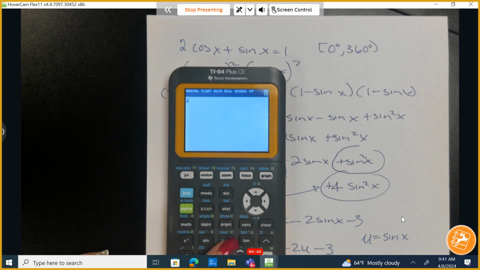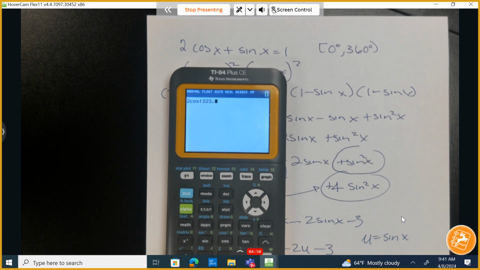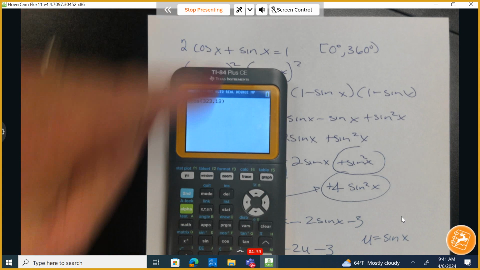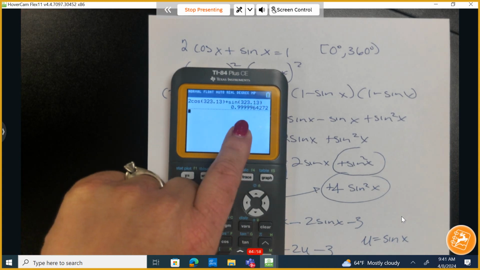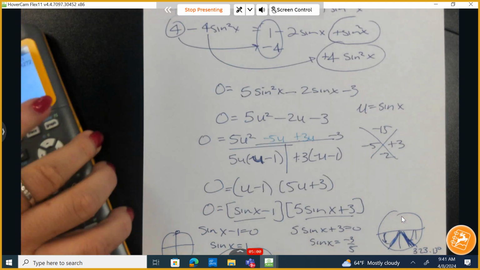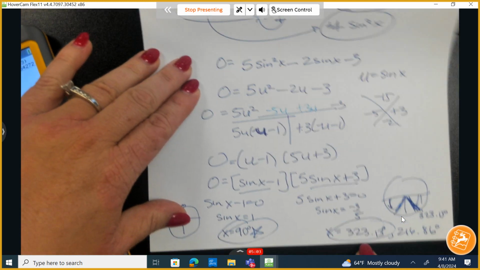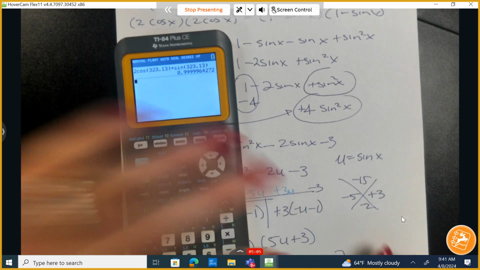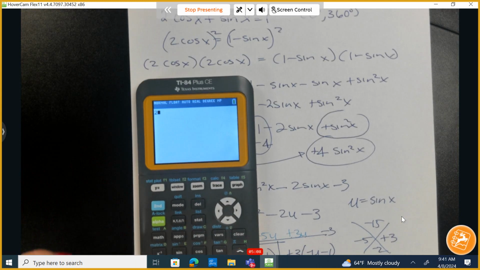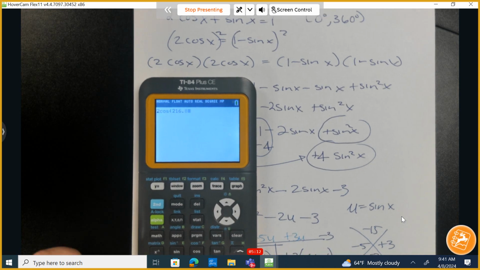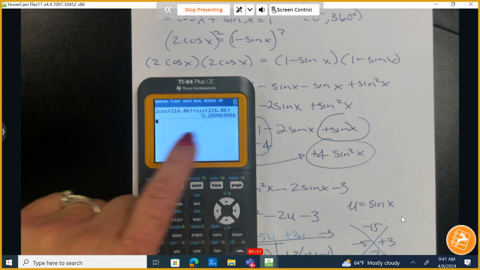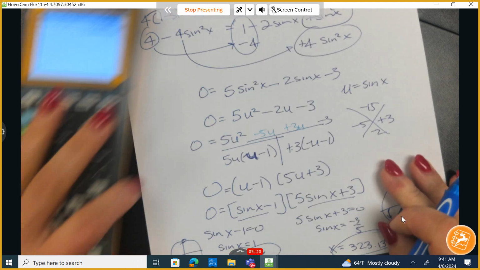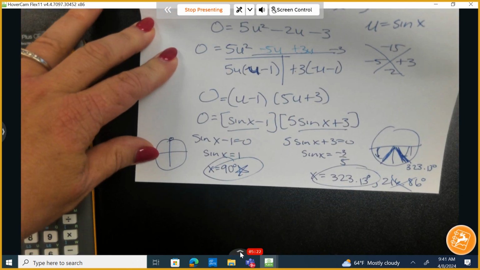Can I do 2 cosine of 323.13, and I want to add plus the sine of 323.13. So I'm checking right now for extraneous solutions. Okay, that is pretty much 1. Why is it not exact? Because I had to round here. So I'm checking my very last one for an extraneous solution, and I'm going to go 2 cosine of 216.86 plus the sine of 216.86. Let's see if this equals 1. It does not equal 1. That means it's extraneous. I only have 2 solutions to consider for number 33. Good job.